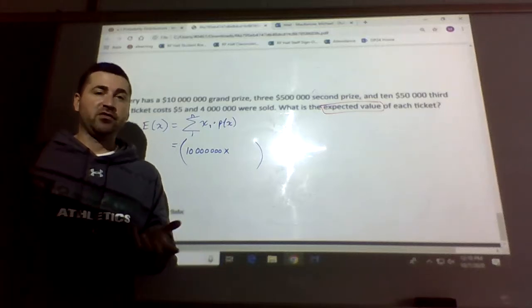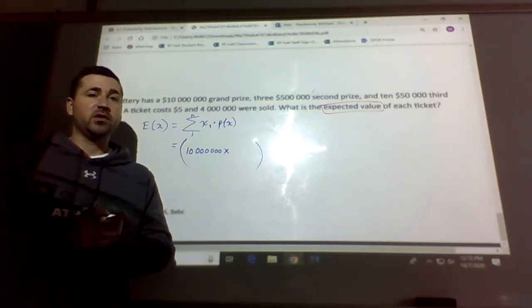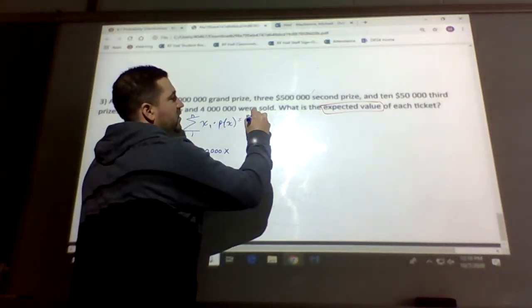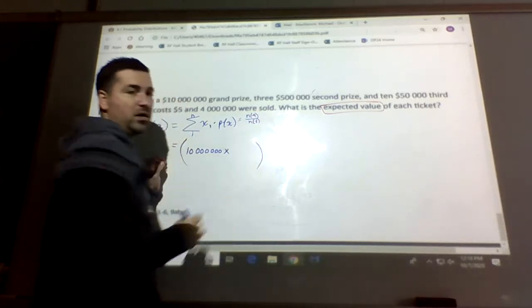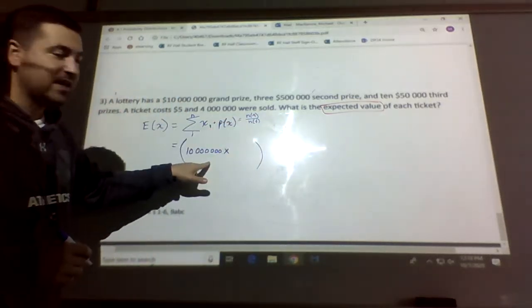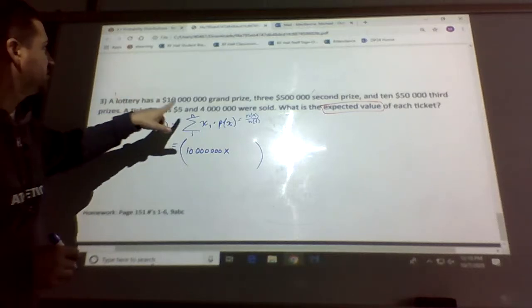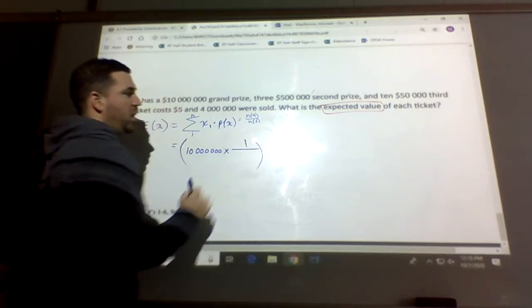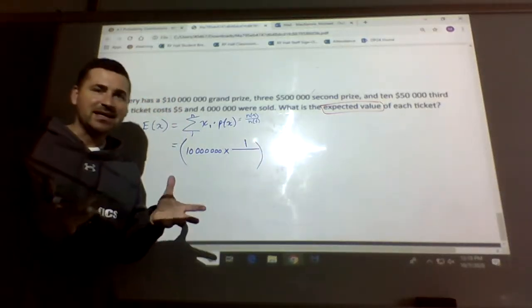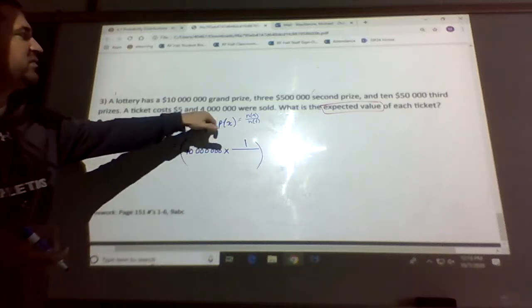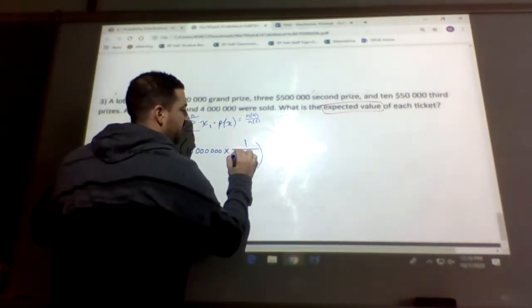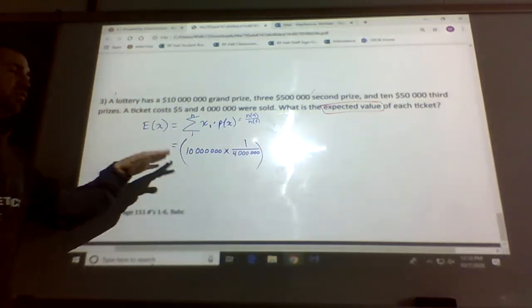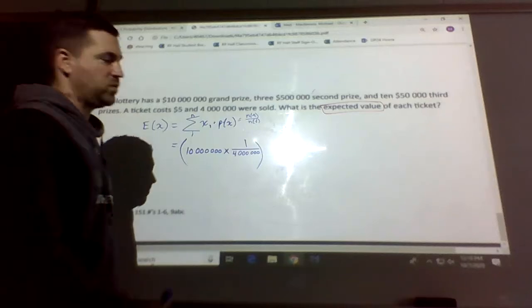Okay, probability usually could be a fraction. Remember, probability is the number of ways it occurs over the total number of outcomes. So how many ways can this happen? Well, there's only one prize. There's a grand prize, so there's only one of them. Over a total of how many possible outcomes, or how many tickets in this case. The number of tickets we have is 4 million. So it's 1 out of 4 million chance that you'll win the grand prize. Okay, that's the first one.